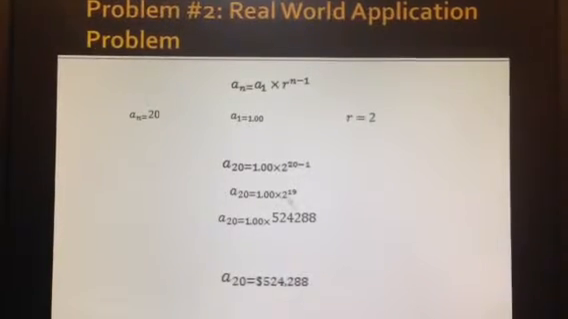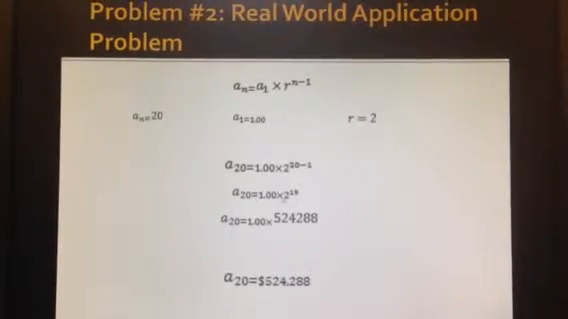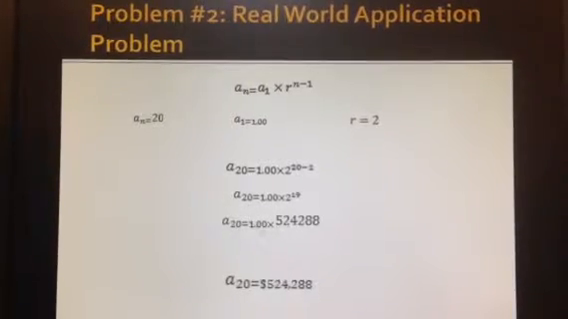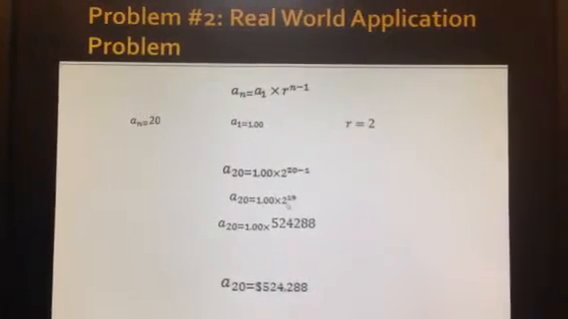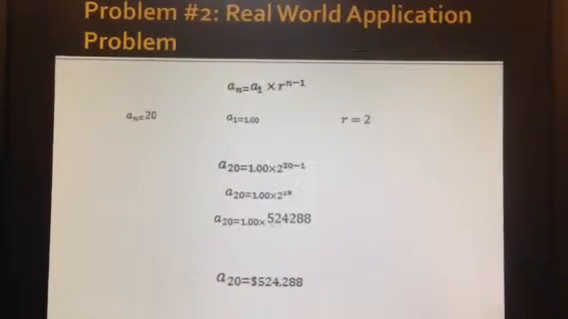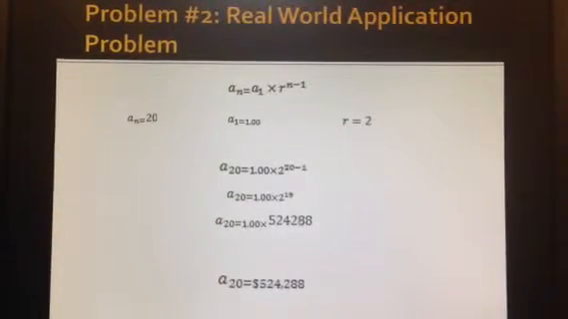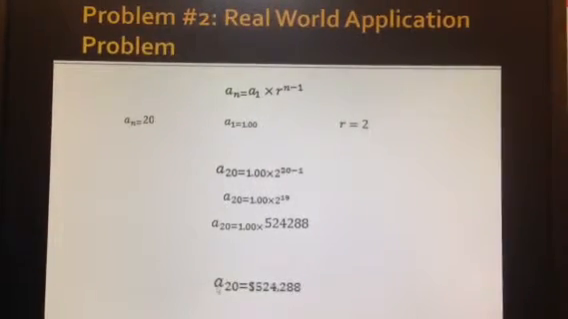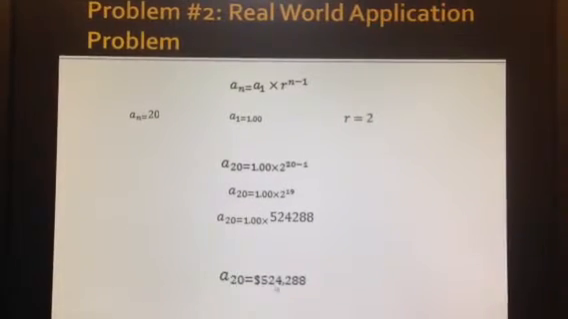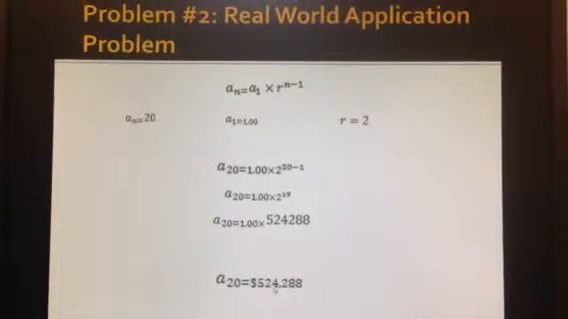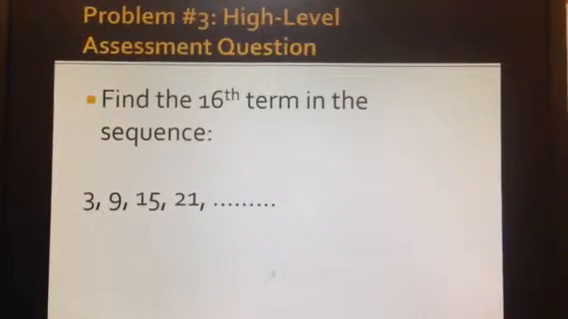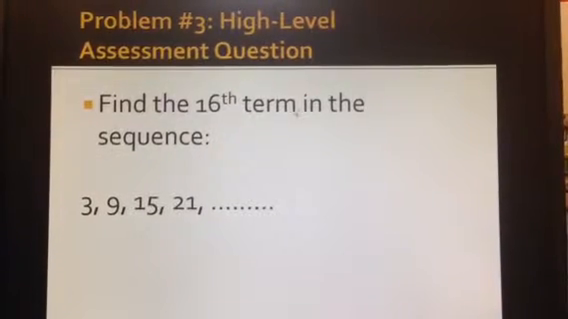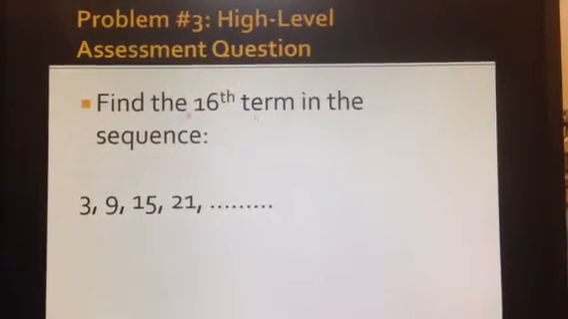You simplify that into 2 to the 19th power, and then multiply that by 1. Or, don't multiply it yet, simplify 2 to the 19th power and you get 524,288, and then multiplied by 1, you would get the same thing. The 20th term equals 524,288.